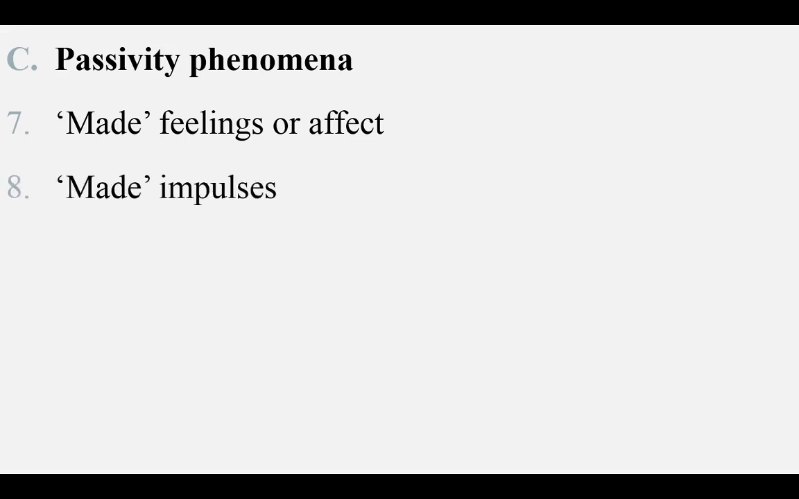The made impulses, that means under the behest or under the control of the voices heard, or under the control of somebody controlling the thoughts, they act in response to that control. That is why it is called made feelings or effects and made impulses. Then made volition or act, whatever they're doing. This explains why schizophrenic patients do have a lot of suicidal ideation and they even commit suicide.